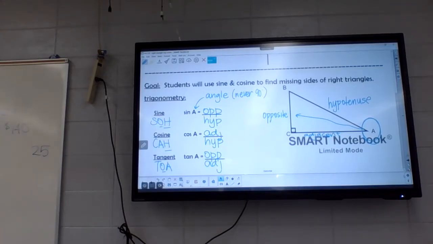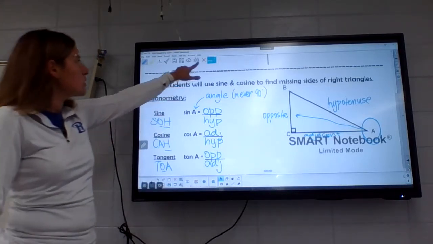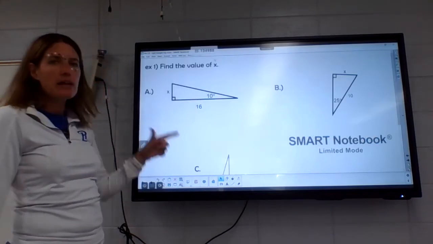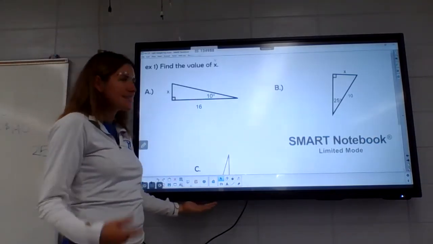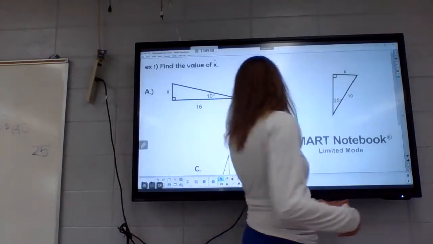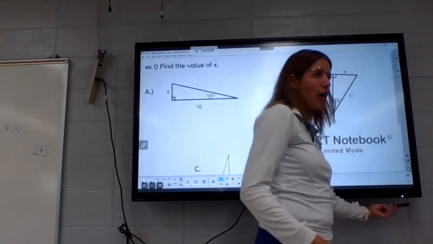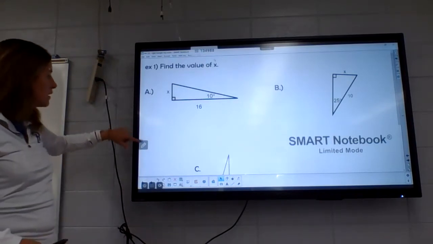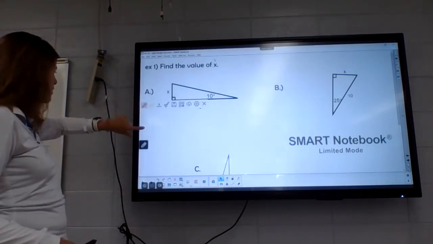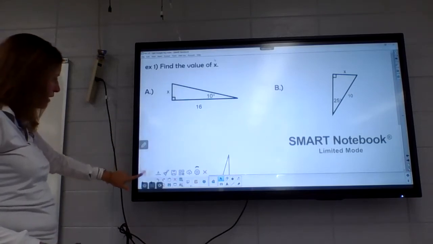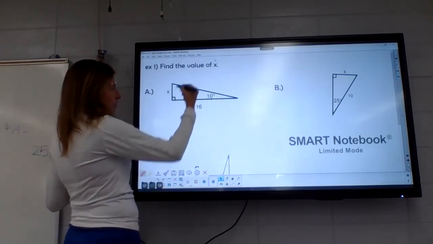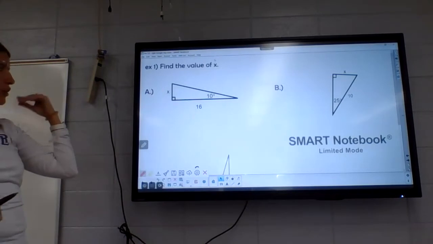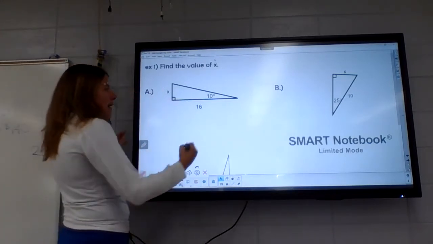And so when we know something about the angle, we want to label everything based off of that angle. So they used angle A in this case. So in this first example, I'm going to use angle 10, because that's the angle I know something about. Now technically, I could figure out what the other angle is, because I know the angles of a triangle add up to what? 180. So I should be able to figure out that this other one would be 80 degrees, because this is 90, but I'm not going to use that right now.